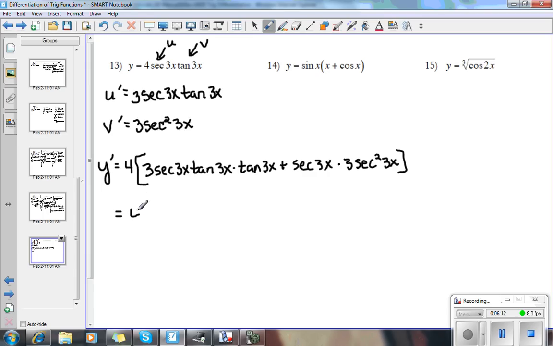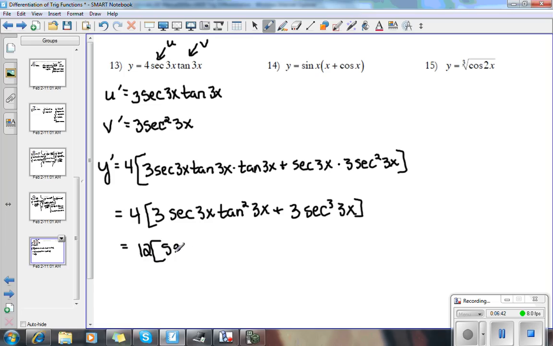So we get, anything we can do here? Let's see, we have 3 secant 3x tangent squared 3x plus 3 secant cubed 3x. And I guess if we wanted to, we can pull that common 3 out and say we have 12 times secant 3x tangent squared 3x plus secant cubed 3x.